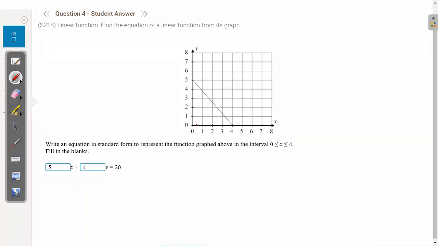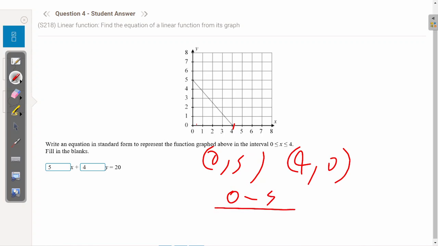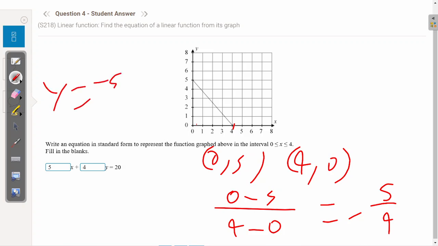Okay, for this, you choose 2 points and you find the slope. Easy points: 0, 5 and 4, 0. Okay, you find the slope: 0 minus 5 over 4 minus 0, you get negative 1.25, or let's keep it a fraction, negative 5 over 4. So y equals negative 5 over 4x plus, we already have the y-intercept, it's 5.